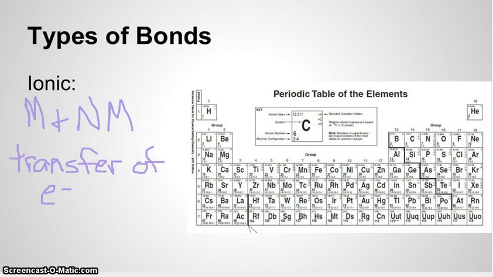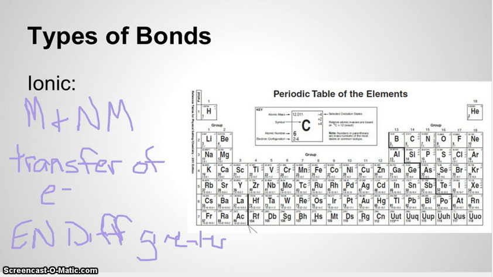Another way that you can measure this is if you were to look at their electronegativity difference. So if you were to actually compare the electronegativities of your metal and your nonmetal, if you have an electronegativity difference greater than 1.7, that means that it would be considered an ionic bond.